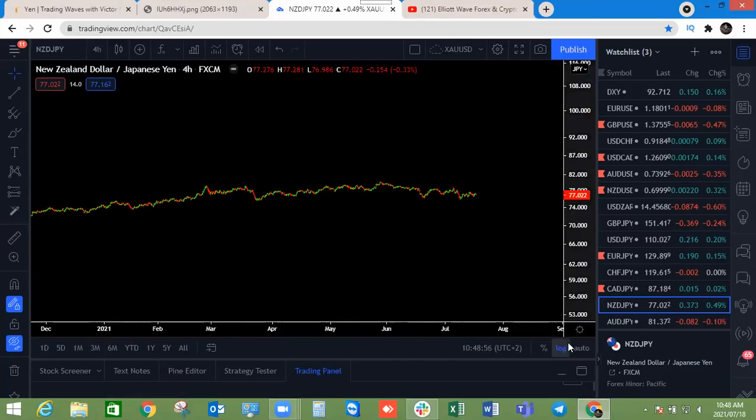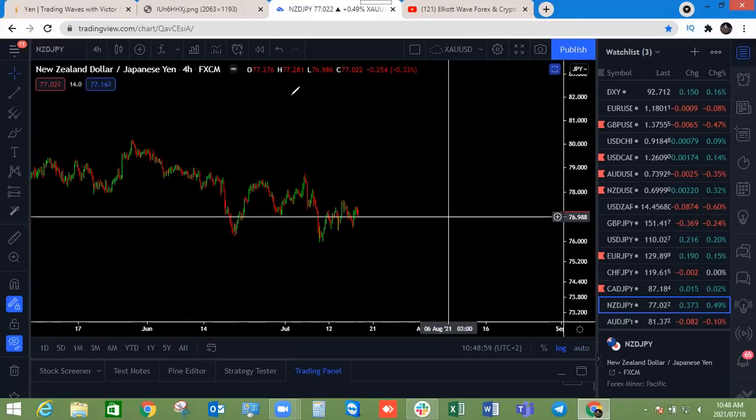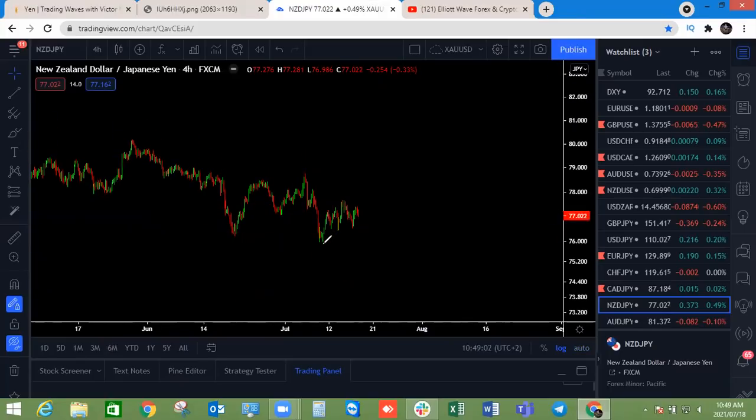Okay, so let's have a look here. In the lower degree, this is the structure. We're going to see downside in the next coming week. Okay, so this structure here, 3 waves down here, this could be 3 waves, this could be another 3 waves, but we are still expecting this to continue to the downside. Keep an eye on that.